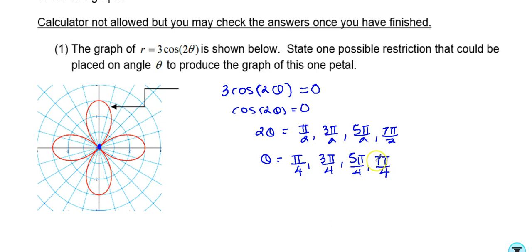What this means is radius will be 0. That means you are at the pole. When the angle is all these 4 angles, radius will be 0. So to pick one petal, you have to use any 2 consecutive zeros, pi over 4 to 3 pi over 4, or 3 pi over 4 to 5 pi over 4, or these 2, and after 7 pi over 4, the next round will be another pi over 4, which will be 9 pi over 4. So this pattern will be between 5 pi over 4 and 7 pi over 4.